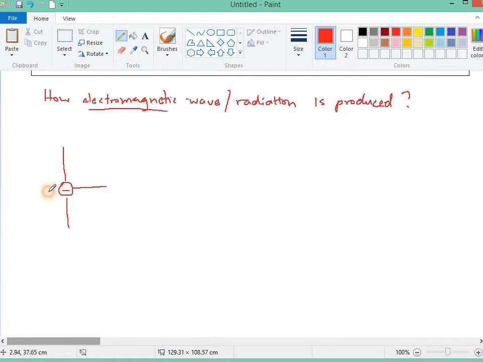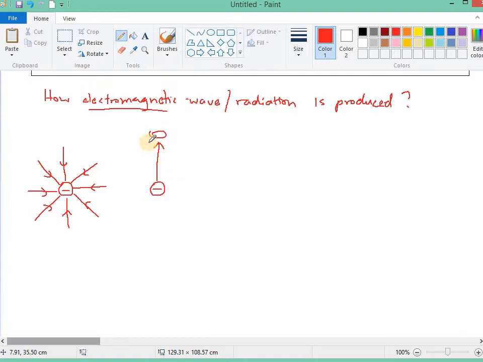you will have electric field. Right now you have electric field. And what happens when the charged object, let's say the electron, start to move? What happens when the electron start to move? When electron move, you have current.